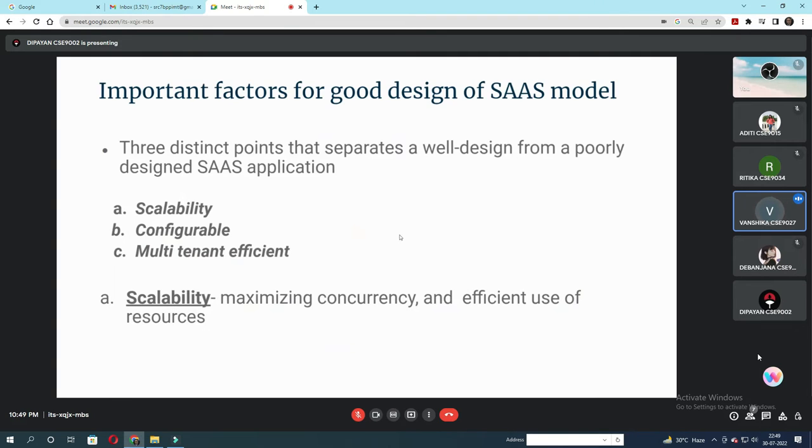So scalability. The SaaS model should be scalable, as a scalable application allows to meet the ever-changing needs of any business. Suppose we required a particular bandwidth for certain customers, but the application bandwidth can increase after some time. So SaaS model should be scalable. Next slide, please.